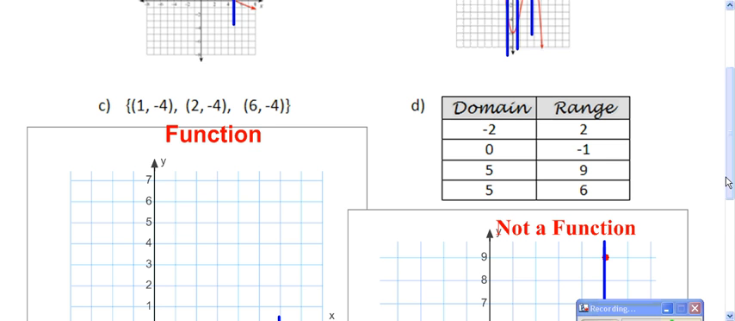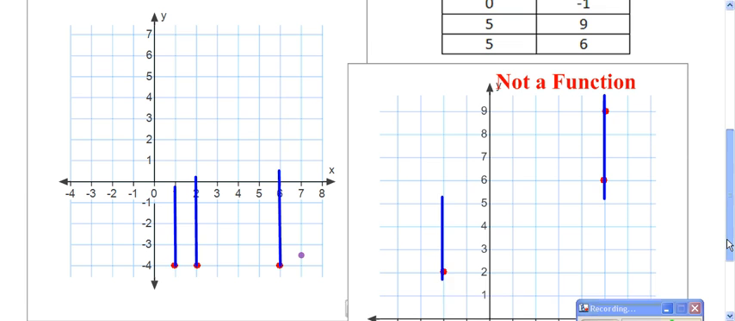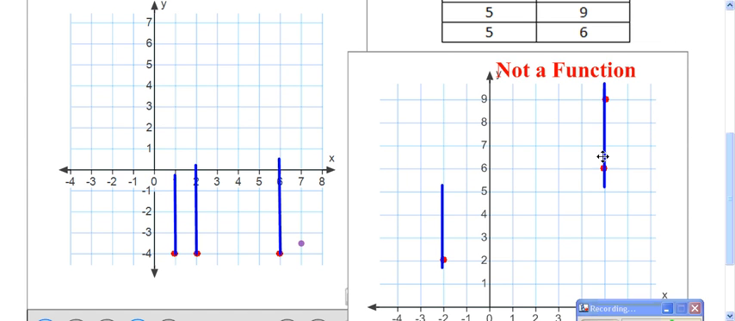You have 5 and 5. Well, when you graph that, one was 5, 9, the other was 5, 6. When you have the same x values, it is not a function. So you won't even have to graph on your assignment. You should be able to look at your ordered pairs and determine whether it's a function or not.